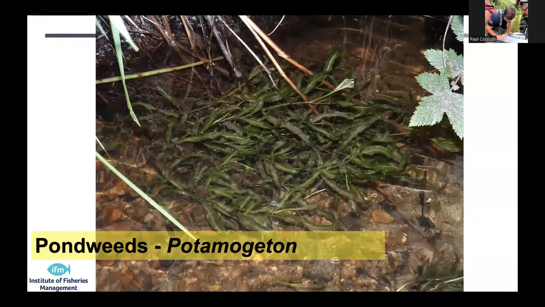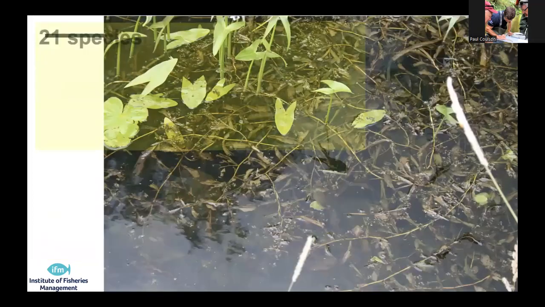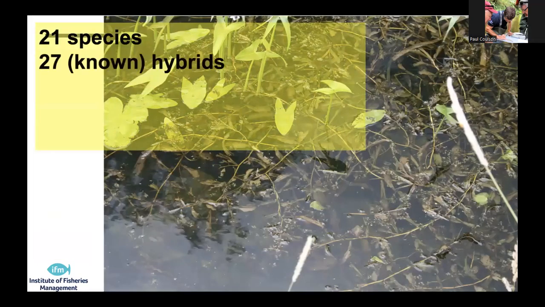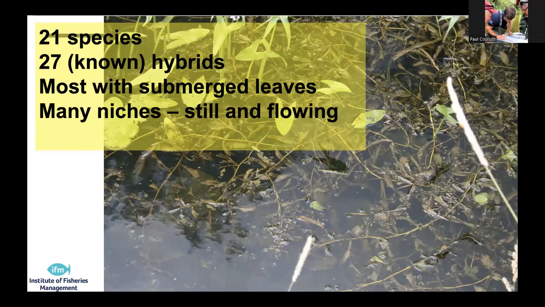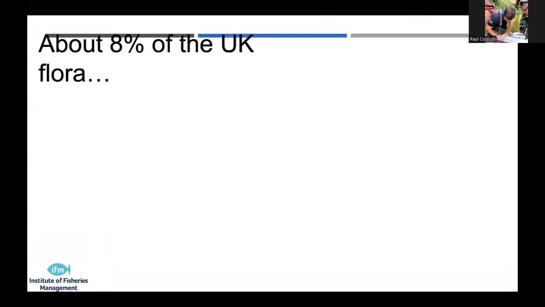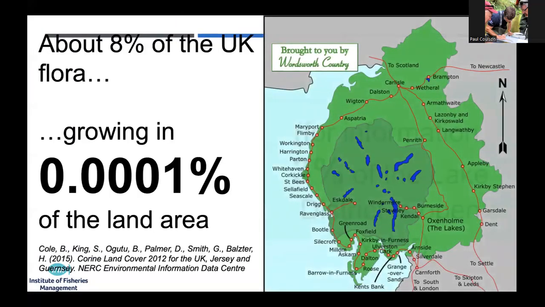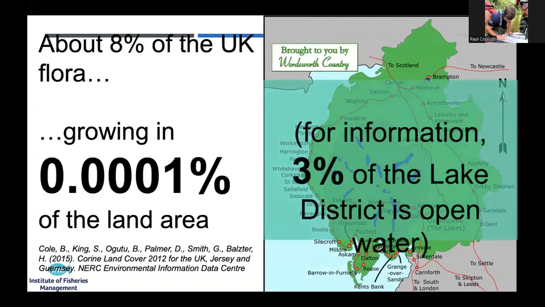Some of the common ones, the potamogetons, I'm sure you're aware of. Did you know there's 21 species of them, plus 27 known hybrids? We just class them as potamogeton. You maybe know a couple of them, curly waterweed and the other ones. But there's 21 different species, and some of these, as I said, occupy particular niches within very particular habitats, but they live a long time. So, 8% of the UK flora, but it grows in 0.001% of the land area.